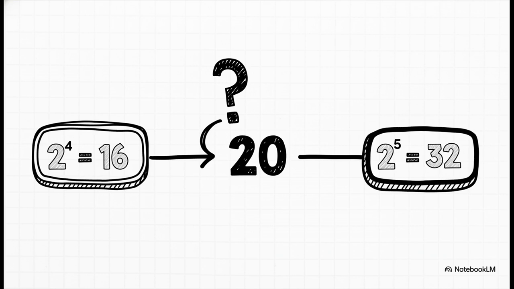2 to the power of x equals 20. Okay, we know 2 to the 4th power is 16, and 2 to the 5th is 32. So whatever x is, it has to be somewhere between 4 and 5. But how do we get the exact number? That's the puzzle we're about to unlock.